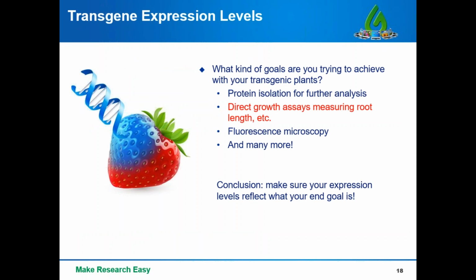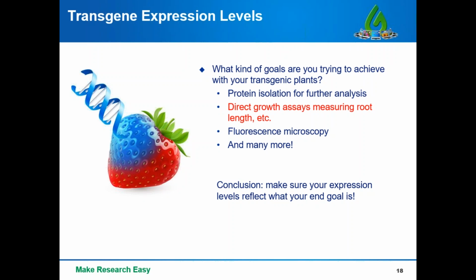So a quick rundown of transgene expression levels. The main question you want to ask is what exactly your goals are for your transgenic plants. Are you trying to get protein isolation for further analysis? In that case, you would probably want the highest expression levels possible. Are you trying to look at direct growth assays measuring root length or hypocotyl length or some sort of phenotypical output? In that case, you would probably want expression levels closest to your wild type level possible, so that you can adequately compare the lengths to each other.